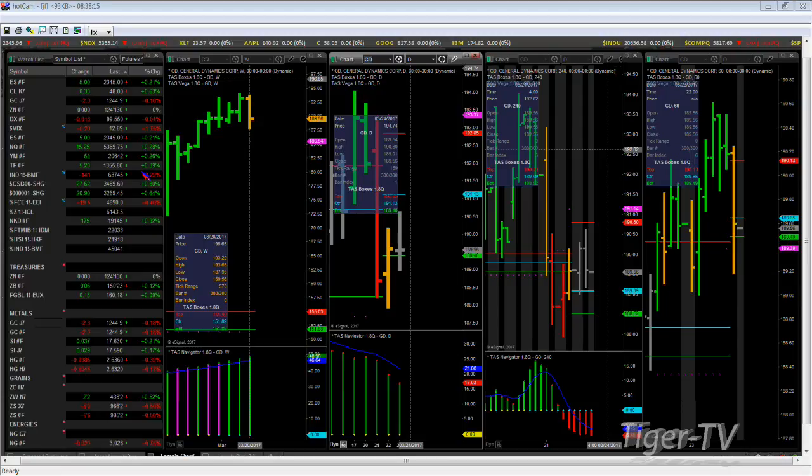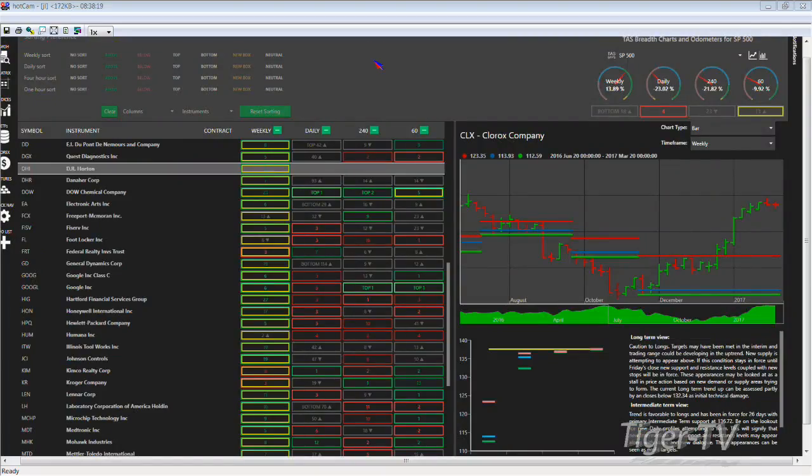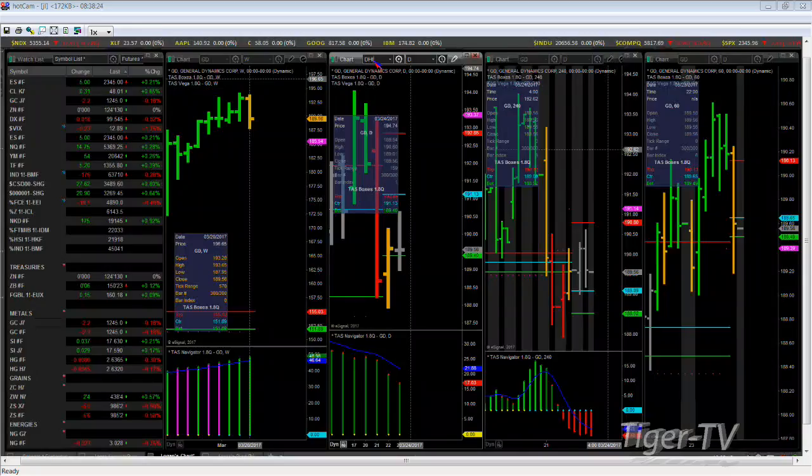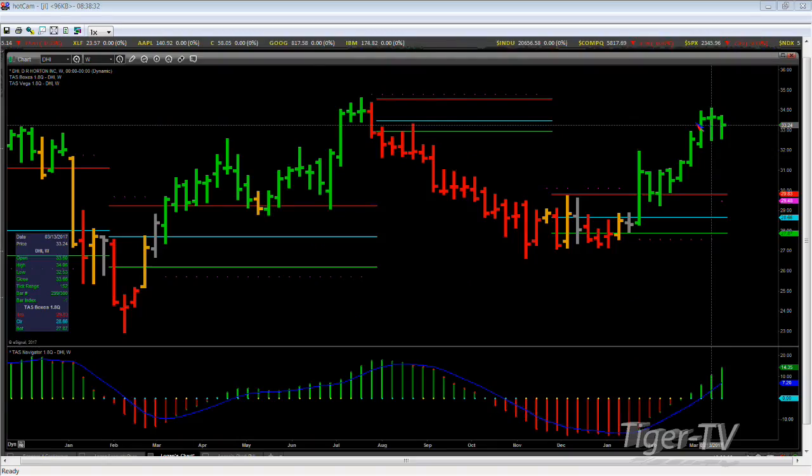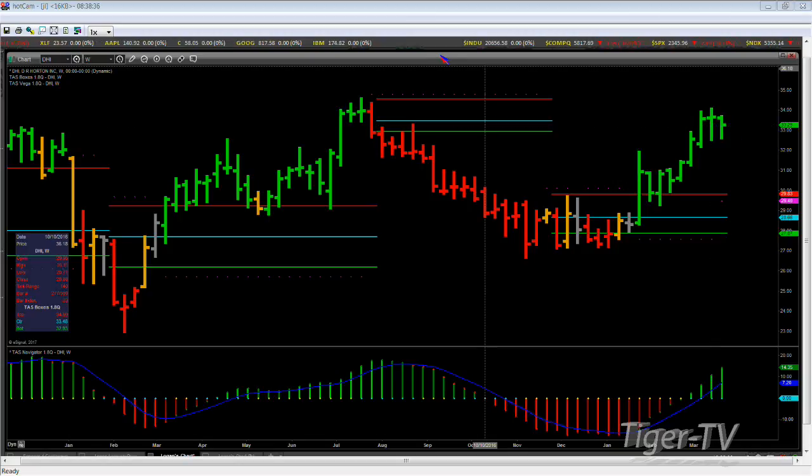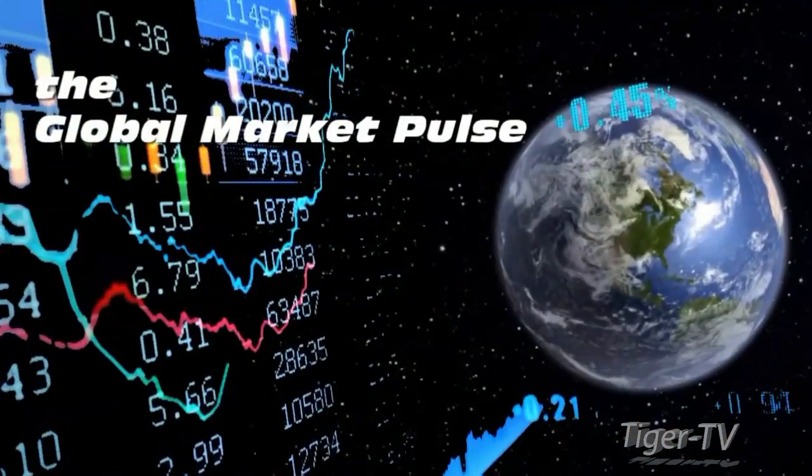DR Horton, DHI, let's take a look at that one. Okay, it's showing up in the scanner, a new profile attempting to appear. The scanner's right. We just don't have this showing on the chart right now. So DR Horton, another stock to back off from on the long side. We'll be right back, folks.